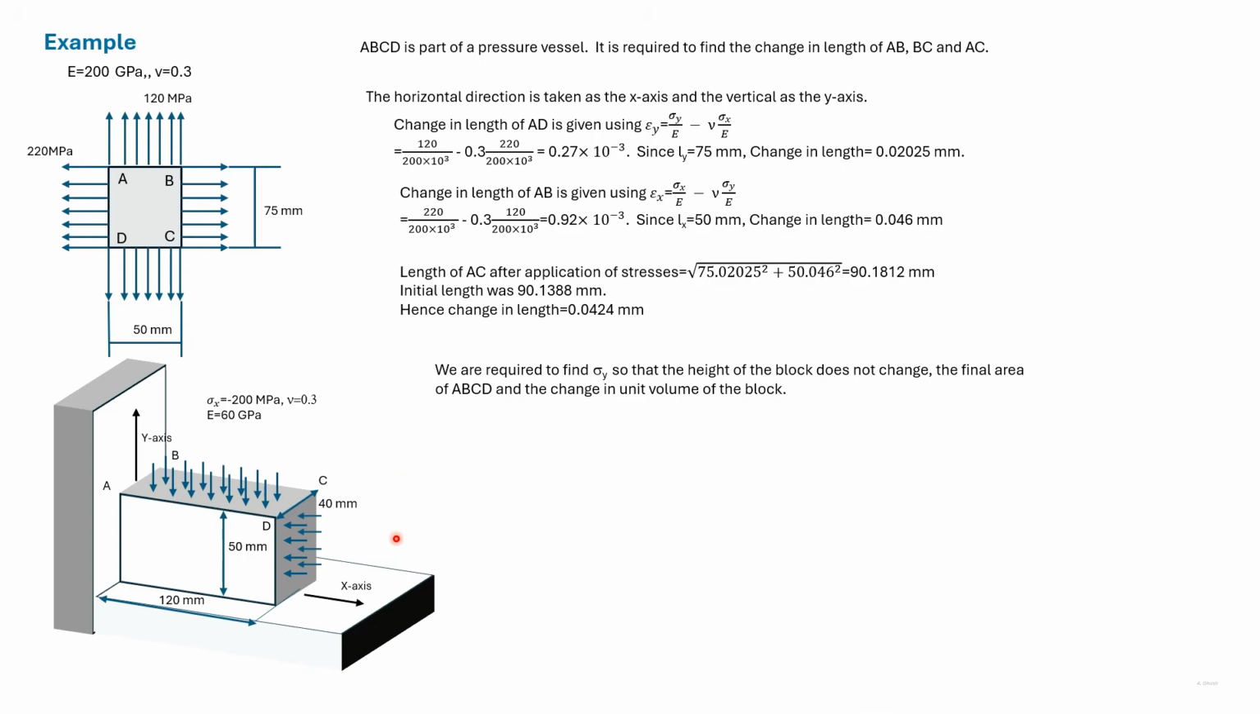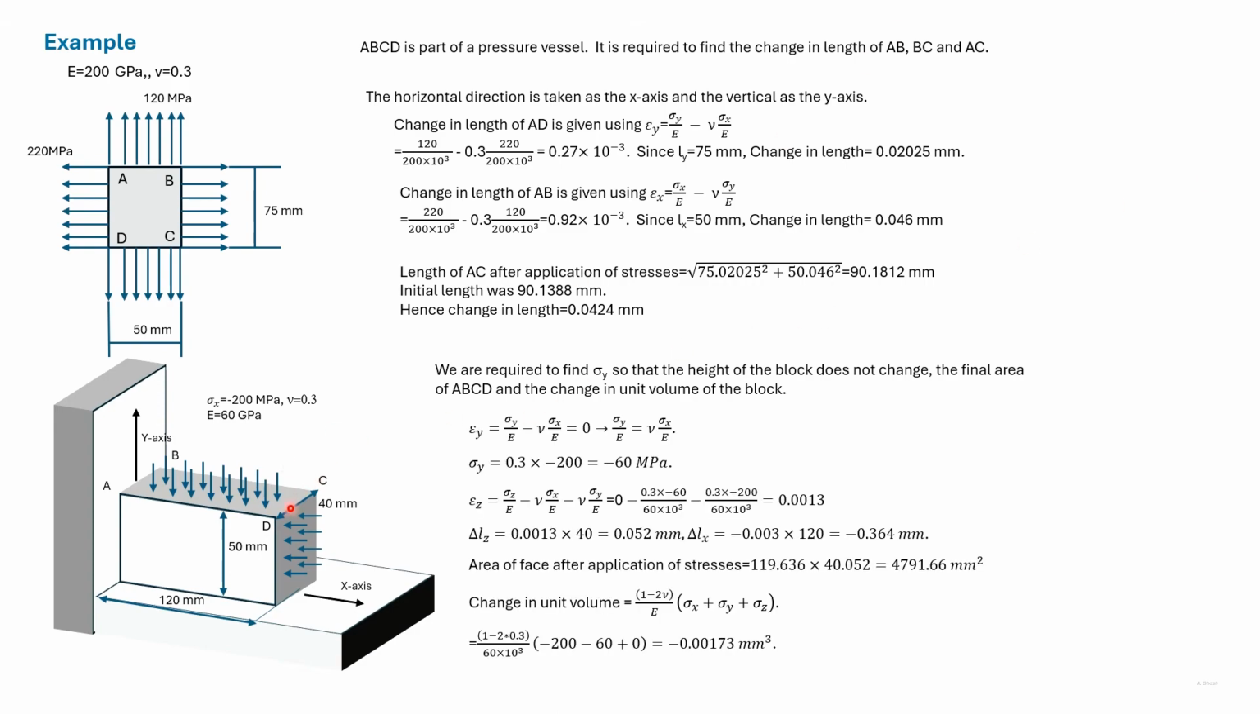This is the second example. This block is subjected to stress in the x direction and the y direction. But this stress in the y direction initially is not known. However, we are told that the dimension in the vertical direction does not change. So there's no strain in the vertical direction after the application of the stresses.